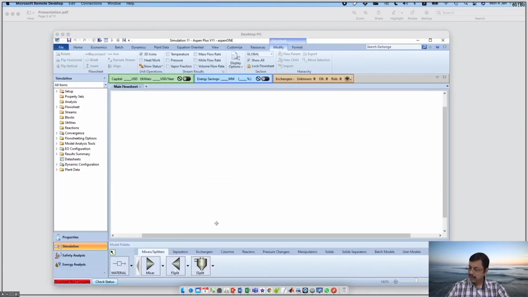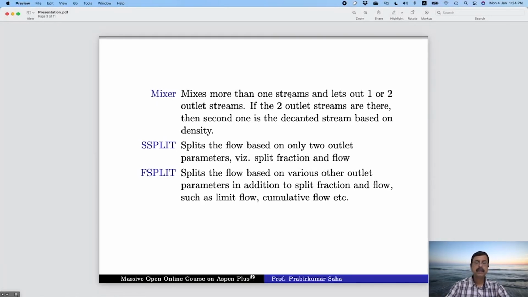If you look at the Aspen Plus model palette, then you will find them over here. So this is the portion that we will cover: mixer, splitter, separator, exchanger, column, reactor, and pressure changers. This portion is not within the scope of this lecture series. First, we will begin with the mixer.